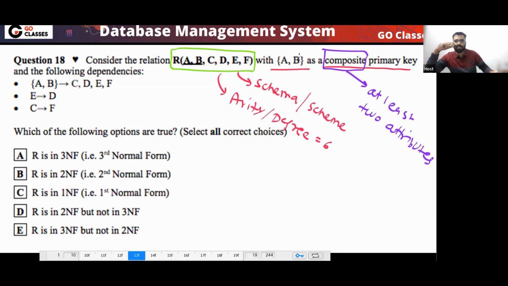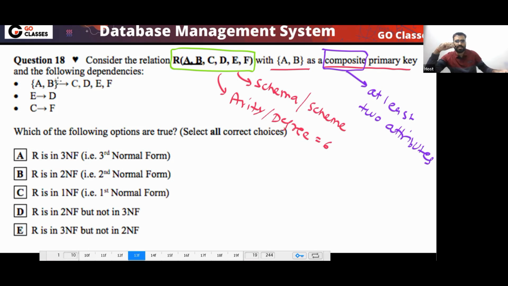So in the question, it is given that A comma B is a composite primary key. Remember, this does not mean that A is a primary key and B is a primary key. It means that A comma B, combined, is a primary key. Is this clear to everyone? So this combination AB is the primary key.